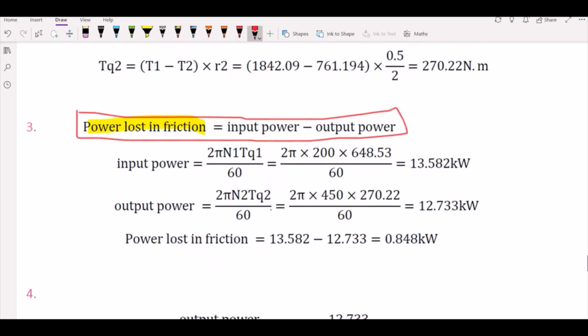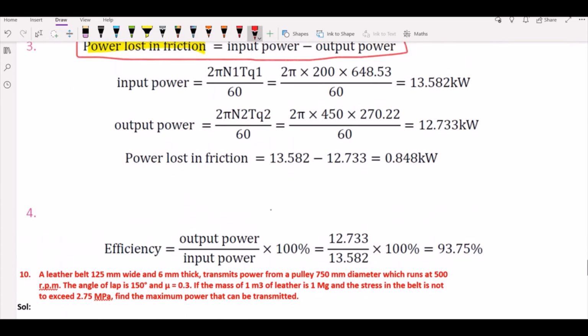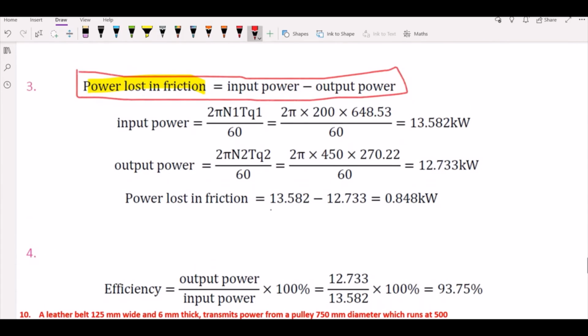Next, once the power loss is known, next is efficiency. How to calculate your efficiency? Output by input into 100%. What is the output which you have got? This is your output, 12.733, and the input power is 13.6 here, which we already know. Substitute it, convert into percentage, then you will get 93.75%. Okay, I hope I'm clear till here.